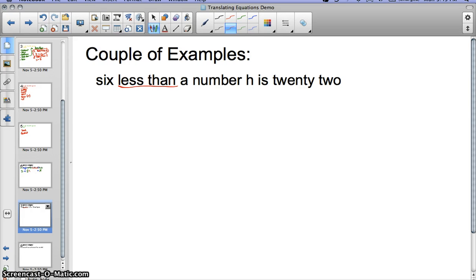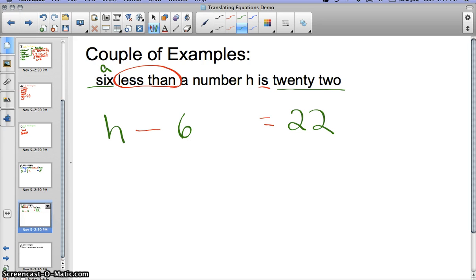Okay, 6 less than a number is 22. So less than, we know we're subtracting. Is, there's our equal sign. 22, there's our easy one. 6, do not forget, this is the dreaded less than. So remember the rule. A less than B is going to be B minus A. So in this case, we're looking at 6 as our A, and the number H is our B. So we have H minus 6 is equal to 22. A pretty straightforward one.